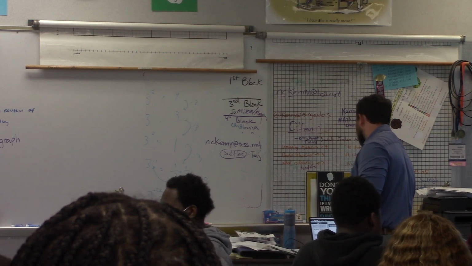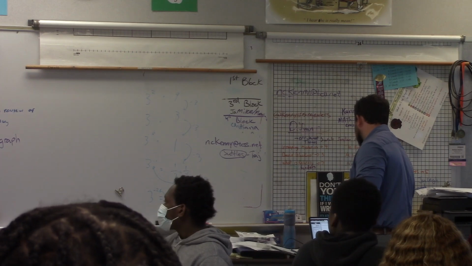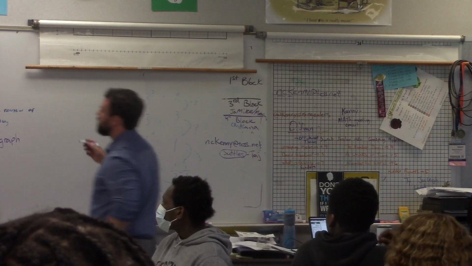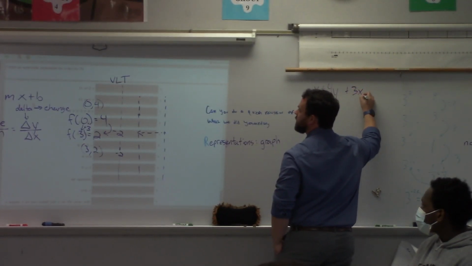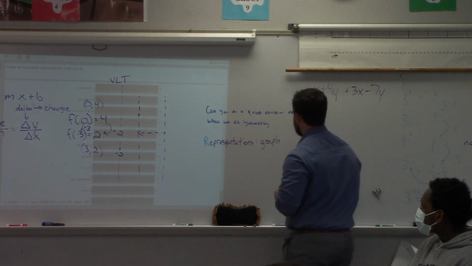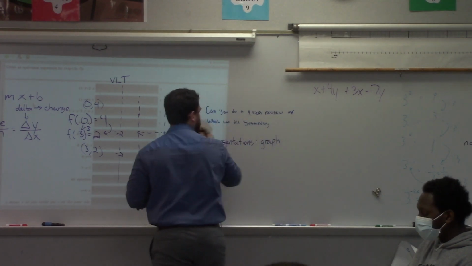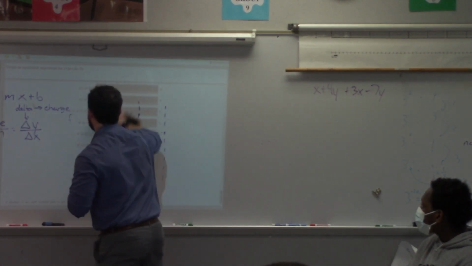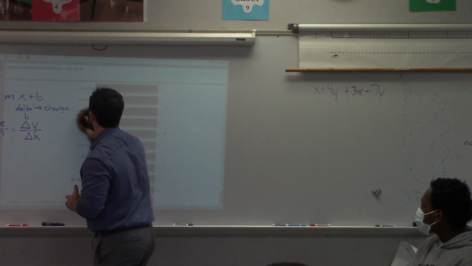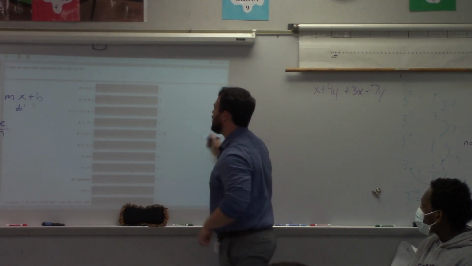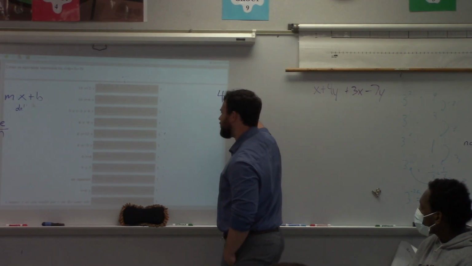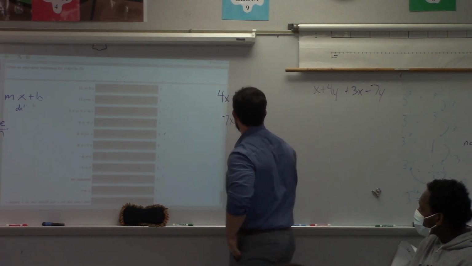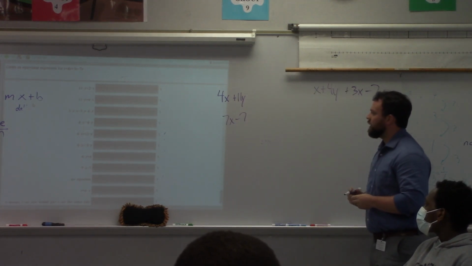The last thing though I want to talk about as part of this review is this. So what's an equivalent representation for x plus 4y plus 3x minus 7y? Got lots of responses on this. The most common I'm seeing is a 4x plus an 11y or some variant of that. Okay. I see a 7x and a minus 7. Okay, so let's talk about that 4x plus 11y.